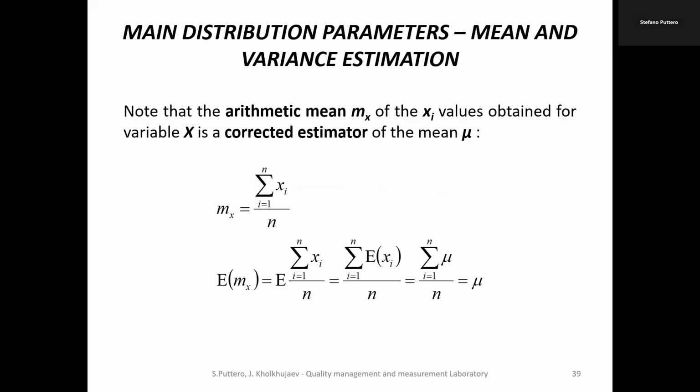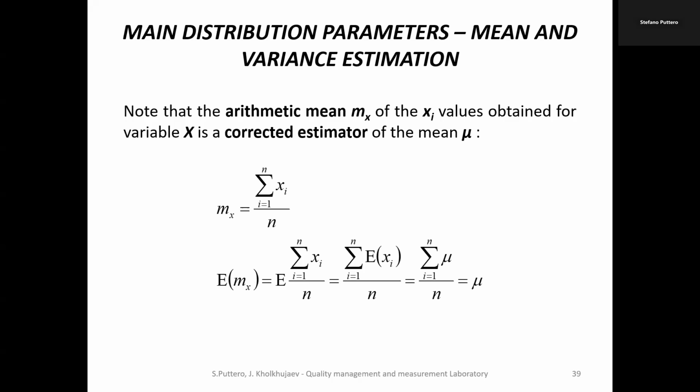The last important thing for this lesson is that from an experimental point of view, we do not know the value of mu, and neither the value of sigma. So we have to estimate their value starting from the available experimental data.